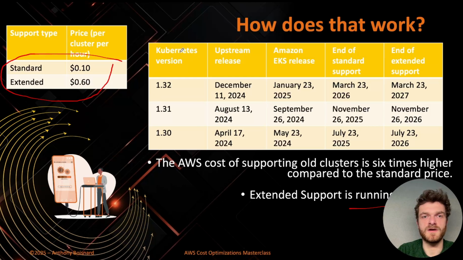So you have a list here. You have the release dates of your Kubernetes version. And if you pick one, you can see the upstream release, the Amazon EKS release date, and then the end of standard support. After reaching this date, you are already paying for the extended support. And then you have the end of extended support, meaning you cannot use that cluster anymore.